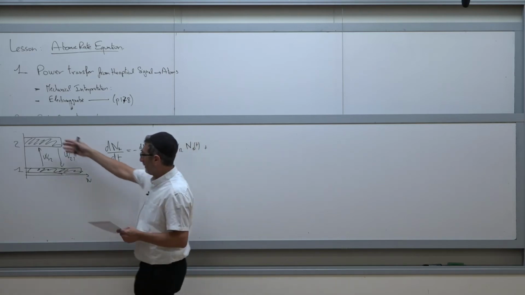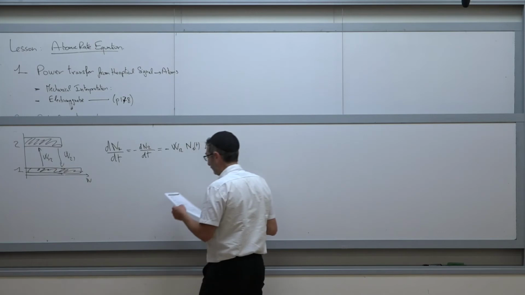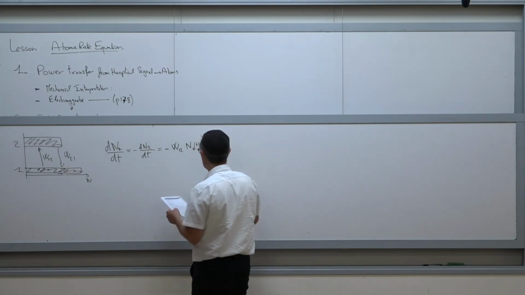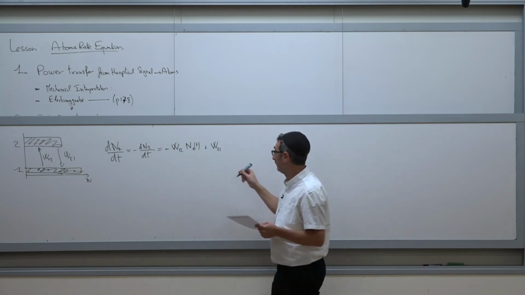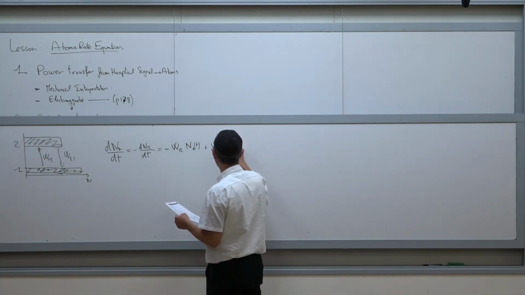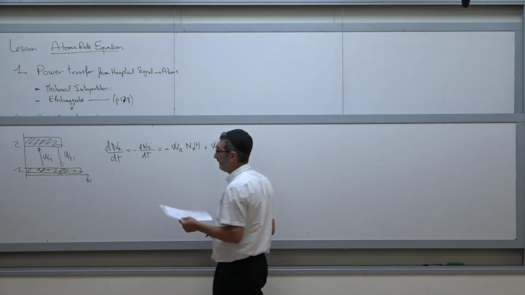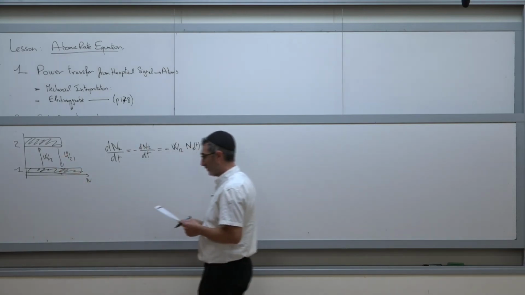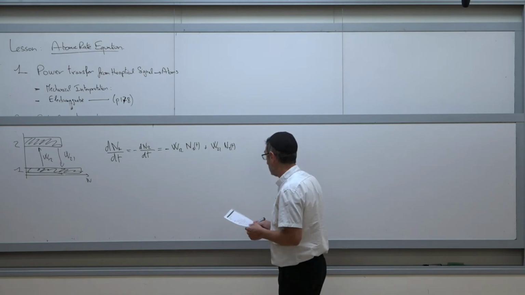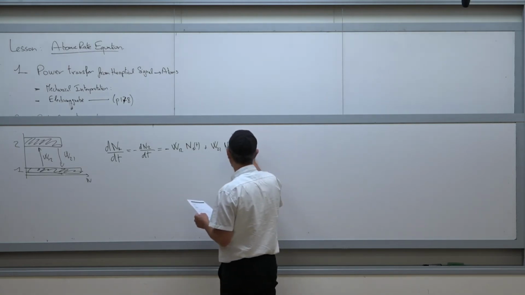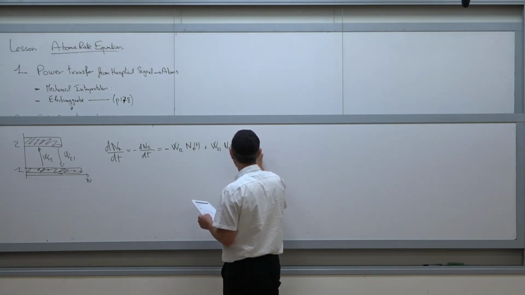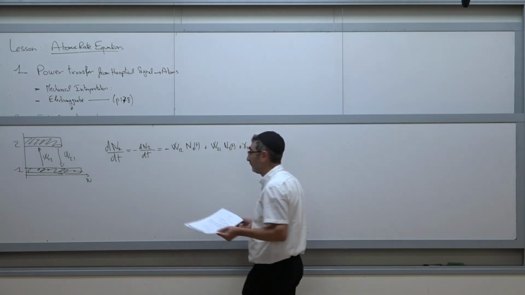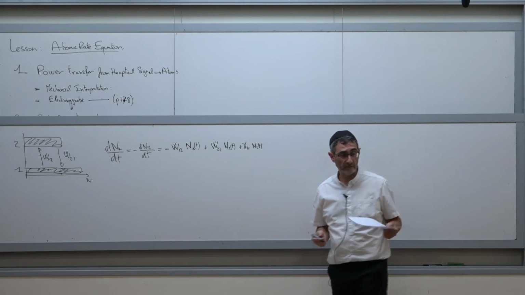It gains population from the other process. It will be W21 times N2 of t. And then there is the natural decay due to the relaxation of the transition, which is given by gamma 21 times N2 of t. Okay, so here we have all the elements.